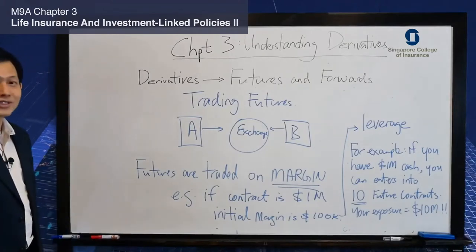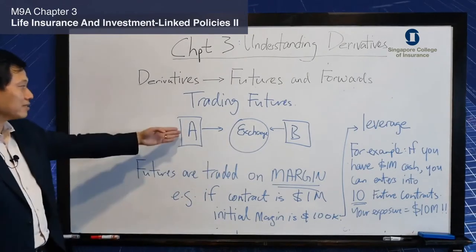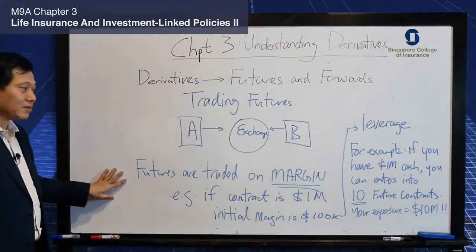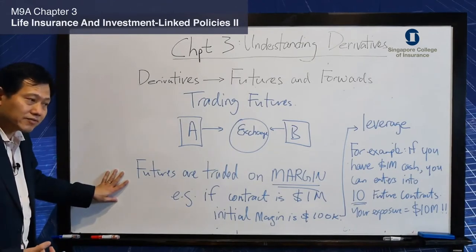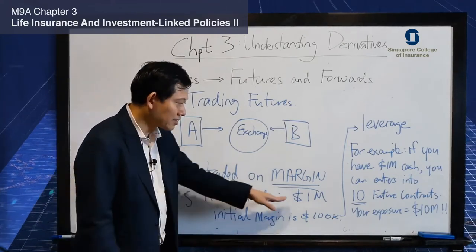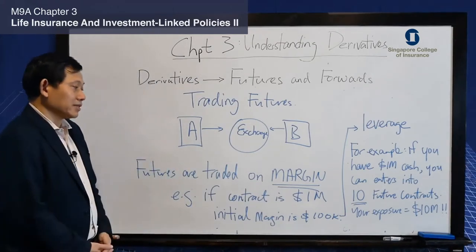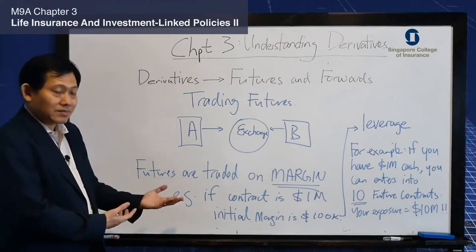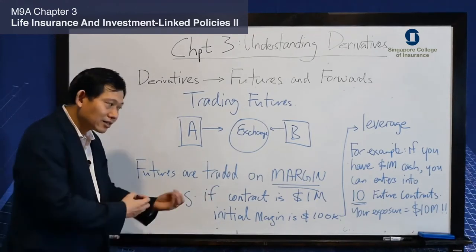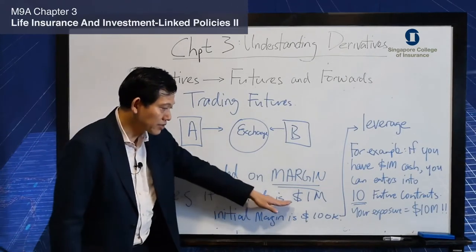Okay, trading of futures. As mentioned, for futures there's an exchange in the center, which ensures the liquidity. You have party A and party B entering into a future contract. Now, future contracts are traded on margin. What is margin? Margin is a percentage of the actual value of the contract. For example, if you enter into an oil contract, let's assume it is $1 million, Singapore dollars. All you need is say 10% to enter into this particular contract. You need not come out with $1 million to enter into this future contract. All you need is say 10%, which is a percentage of the value of the contract at the point of issue.